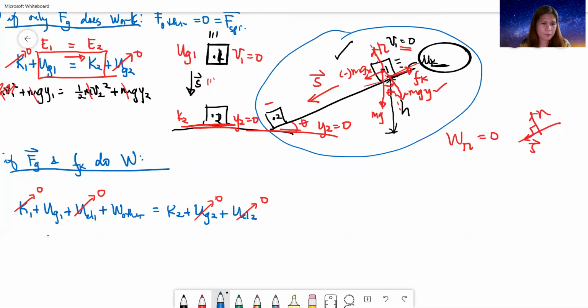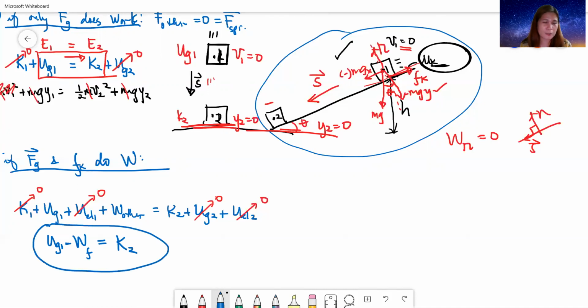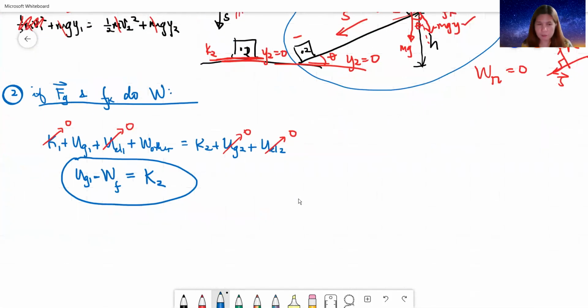We say that whatever is the initial UG of the system, mababawasan yan ng work done by friction. So, negative work by friction. Ito siya. Si work other magiging minus. Kung ano ang natira dito, yan na ngayon ang magiging energy para makamove siya. So, that's the physical meaning of this equation na nakuha natin from conservation of energy.